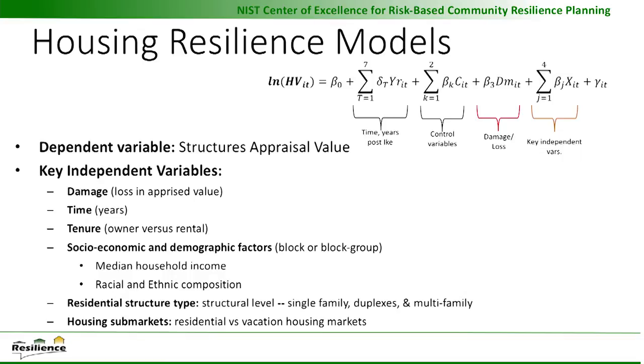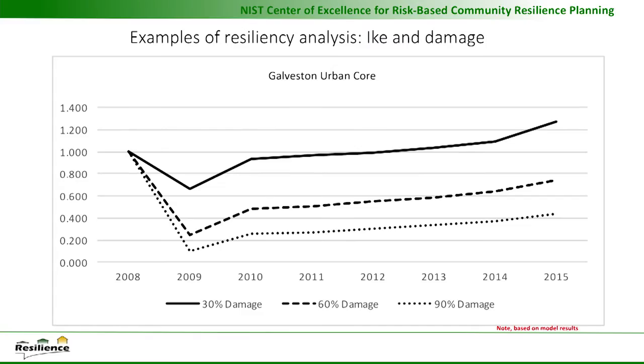Key independent variables included in this are damage, time, and tenure, owner versus renter occupied. The literature is quite clear on variations in that. Some socio-demographic and economic factors, income, racial and ethnic characteristics, in part because those capture varying levels of resources that households have access to. We're also looking at a variety of different residential structures, single, multifamily, duplexes, as well as more recently different housing markets. So looking at typical residential housing markets versus, again, these vacation housing markets, which can be critical if we're looking at overall resiliencies, especially in coastal areas, as well as in many other areas of the United States in terms of vacation housing.